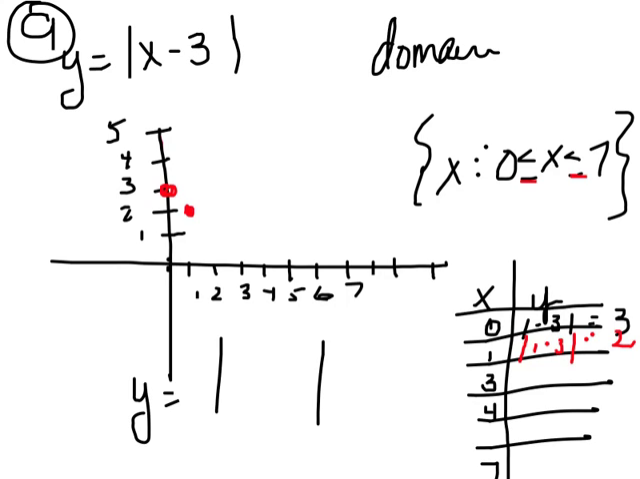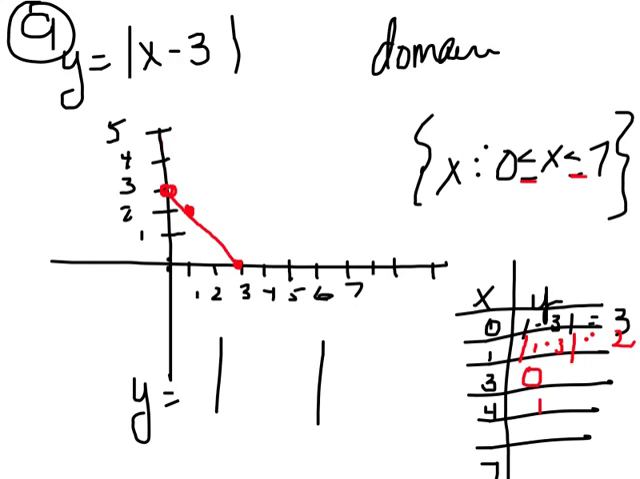Will the absolute value ever give me a negative value? No, because distance is always considered positive, and that's what absolute values are all about. They're all about distances. All right, if I plug in 3 for x, 3 minus 3 is 0, and the absolute value of 0 is 0. So that's where it's coming. It's coming down, and it's hitting this. And then if I plug in 4, 4 minus 3 is 1. Absolute value of 1 is 1.